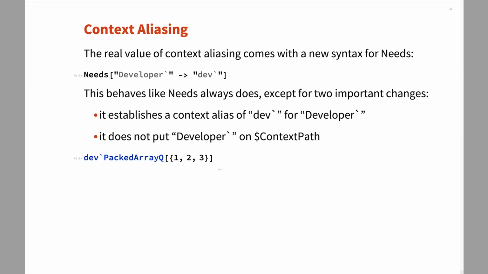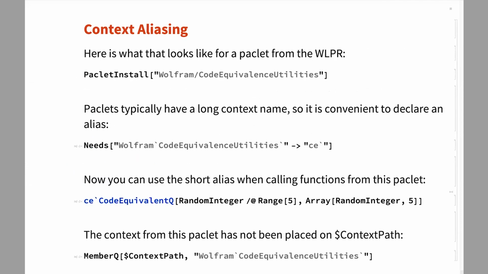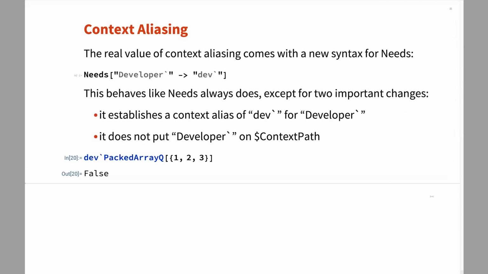So now I can just call some function like this. Developer is not on the context path. So this is a way of loading a package, making its symbols available with a short alias to this context, but not adding all the symbols to the global namespace, the sort of soup of visible symbols.